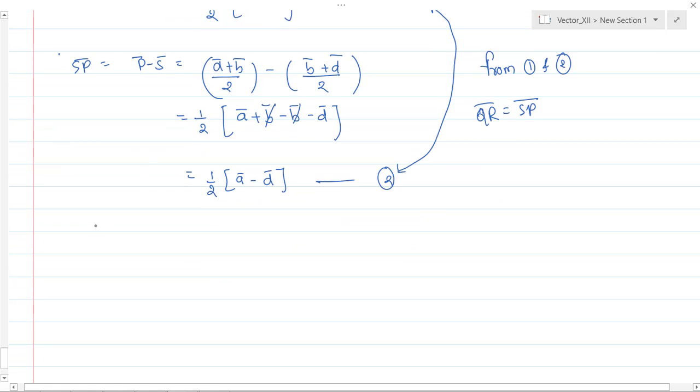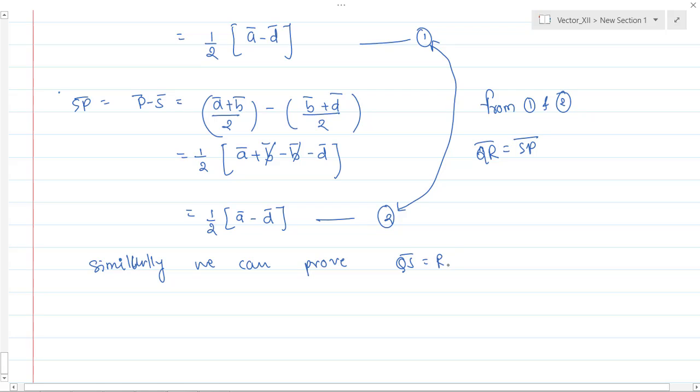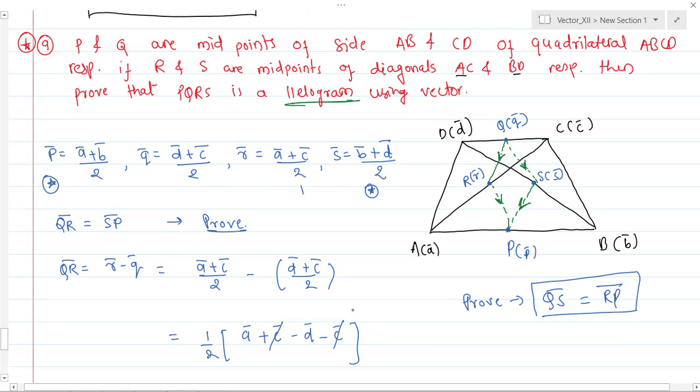Okay, so similarly we can prove that QS bar is equal to RP bar. Okay, so it is equal to RP bar. Therefore PSQR is a parallelogram. Okay, of course PQRS is a parallelogram. I hope it is clear to everyone. Okay, good. Now let's see the next one.